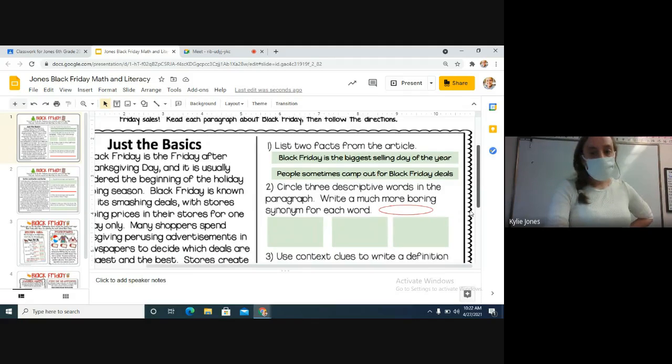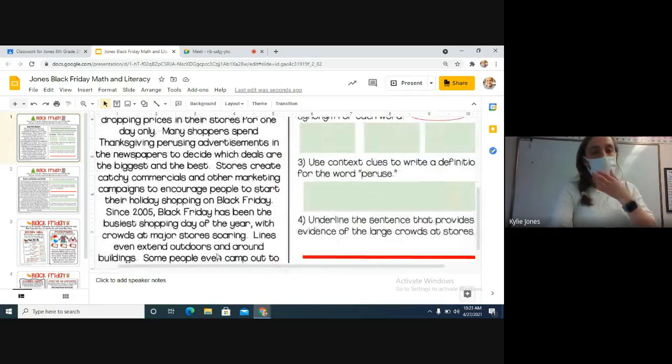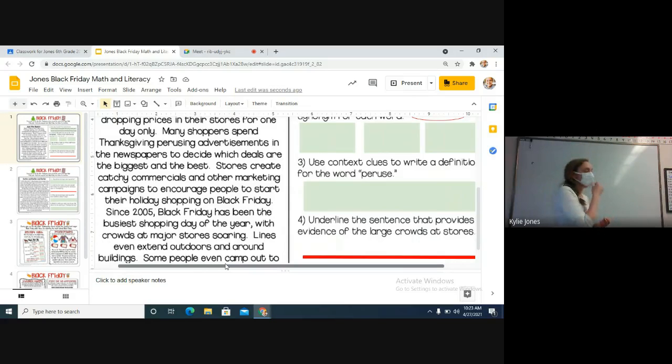Okay, so since 2005, Black Friday has been the busiest shopping day of the year. Good. So that's kind of like what Charlie said in the beginning, but it's interesting that it's been since 2005. Who can do the math and tell me how many years ago 2005 was? 16. 16 years ago. Oh my gosh.